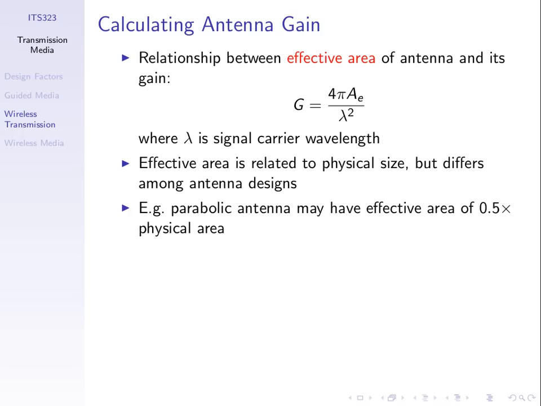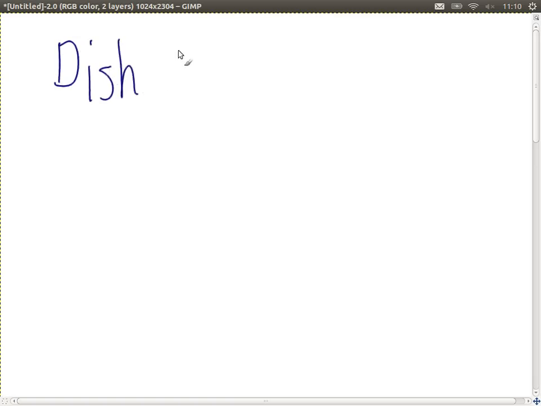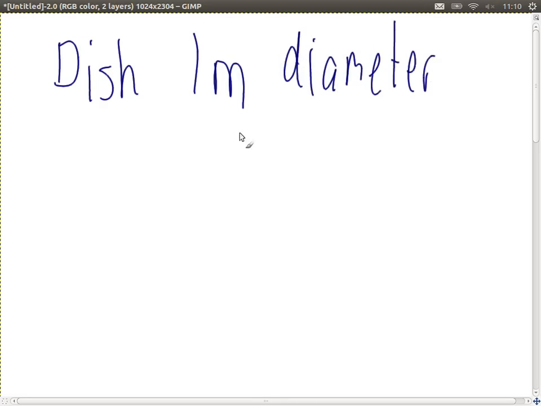A quick example. And we'll use this example later. So, let's say we have a dish antenna. So I have a dish, and it's 1 metre diameter. What's the area of that dish, approximately? Or how would I calculate the area of this parabolic dish antenna? What is it? Calculate the area of a circle.